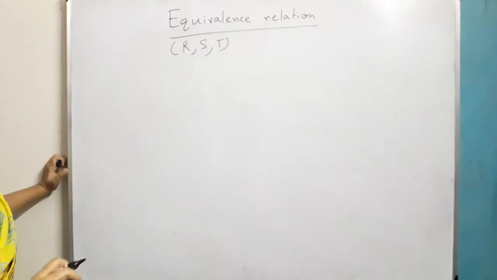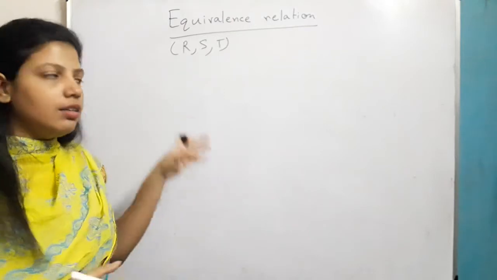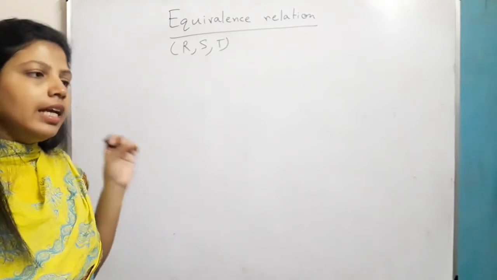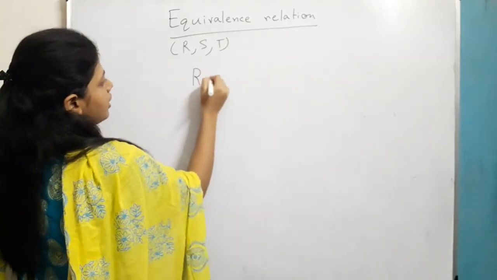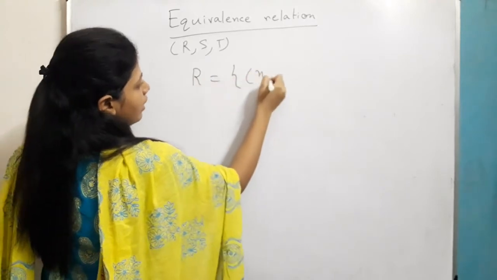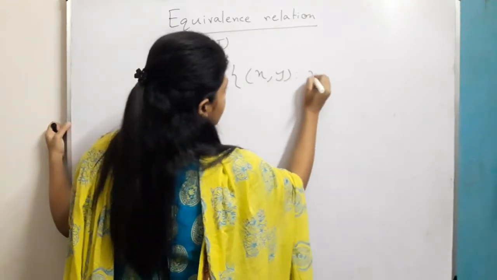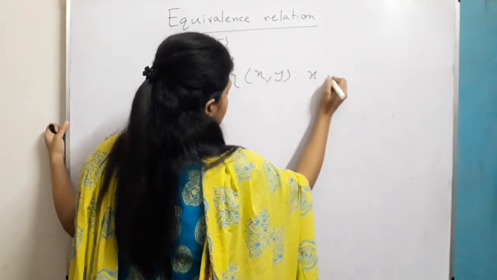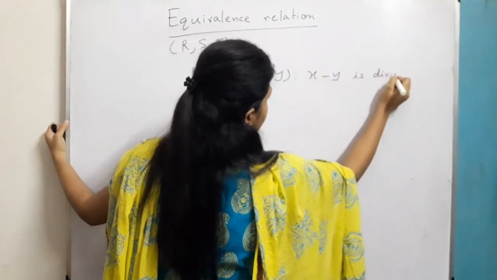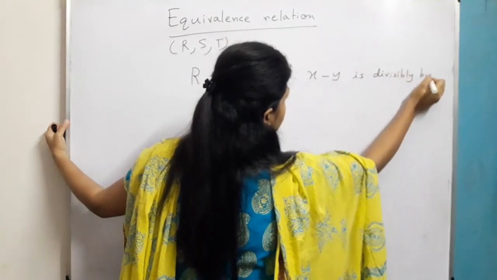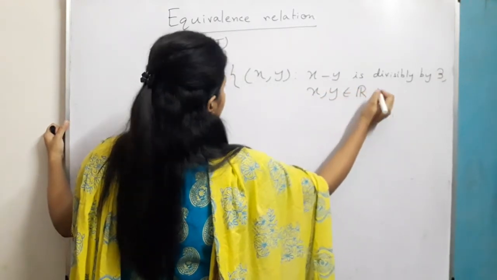I will do one sum here and I will prove that it is equivalence. So the format will be same. Whatever statement I will write, in case of any sum, you will follow the same format. Okay? I am taking R equals to, means relation here, (x, y) such that, sorry, x minus y is divisible by 3. x, y belongs to real number.